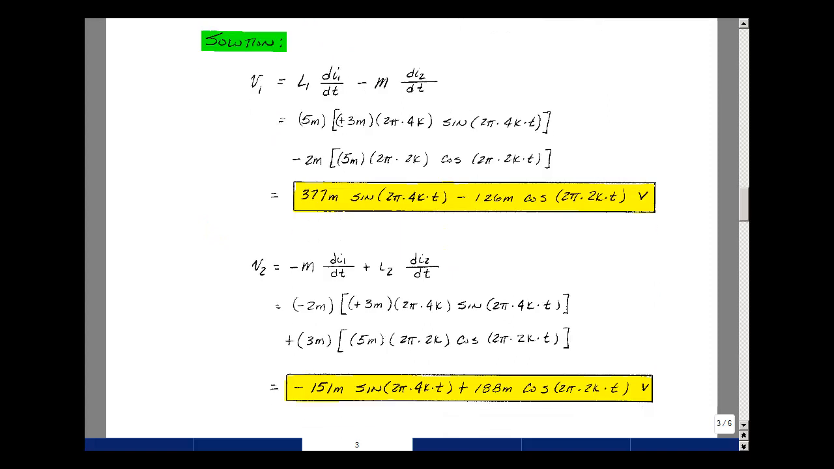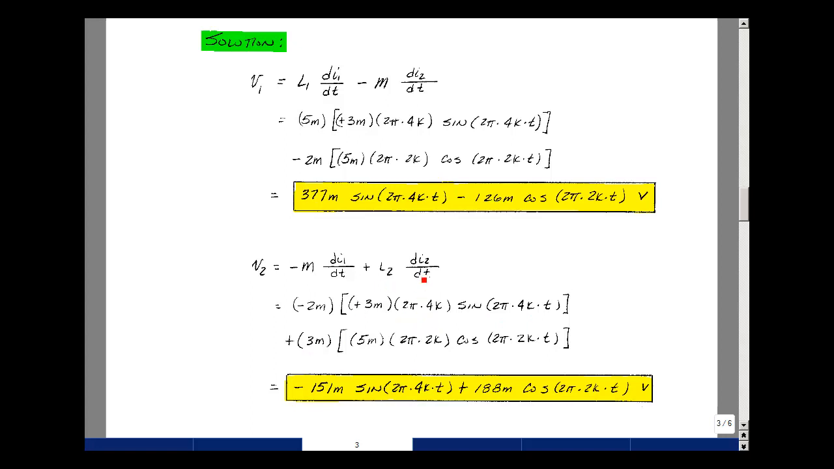And for the voltage V2 now, we have a minus M di1/dt plus L2 di2/dt. So we have a minus 2 milli, and then we have the derivative of I1, which was equal to minus 3 milli times the cosine of omega t. But again, the derivative of cosine is minus sine, so we get a plus sign here. And then the derivative of this bracket term with respect to t is 2 pi times 4k. And then we have L2, which is 3 millihenries.